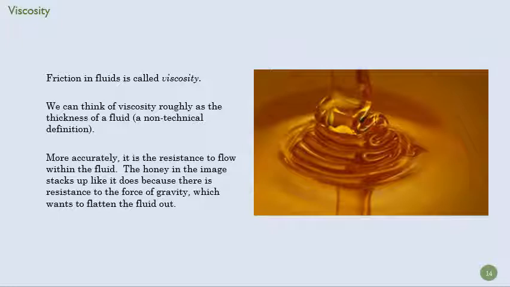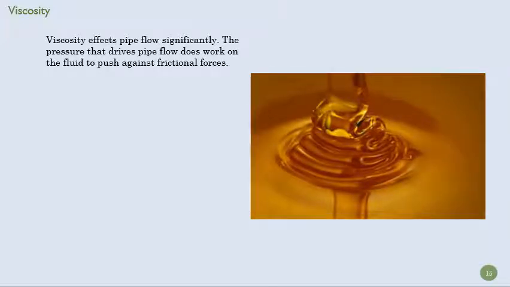So really, more accurately, we can think of viscosity as resistance to flow within the fluid. This honey stacks up because there's resistance to that force of gravity, to that tendency to flatten. Viscosity affects pipe flow a lot because there's so much contact between the inside of the pipe and the fluid itself.